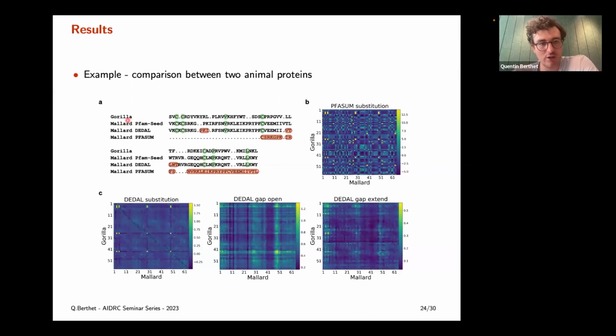You have a protein that's in a gorilla and a protein that's in a type of duck, a mallard. I think it's a kidney protein. And here you can see, people have hand curated these by hand. So in green is where things actually agree and are similar. And if you try our method, the dédale between this mallard protein and the gorilla protein, we get much more accurate results, a lot more green and a lot less red than if you use PFSM, which is the typical substitution matrix method for doing this.